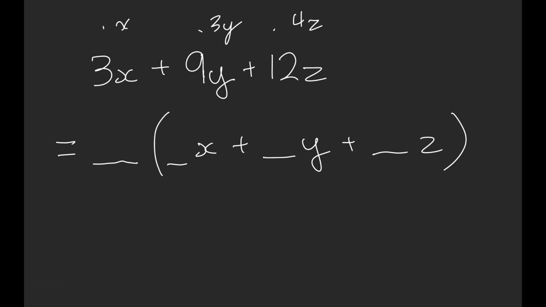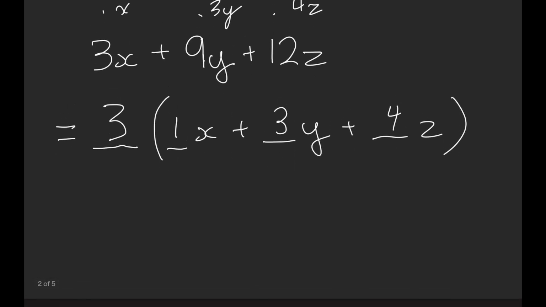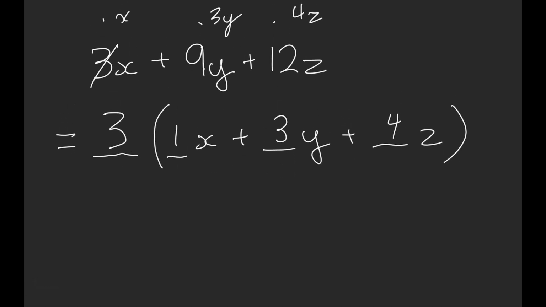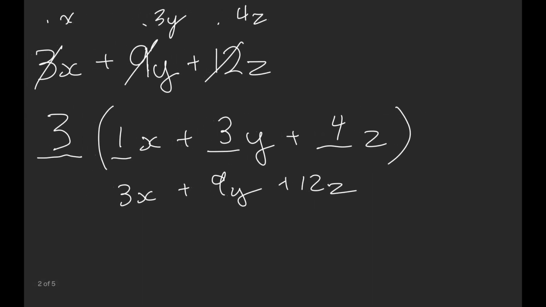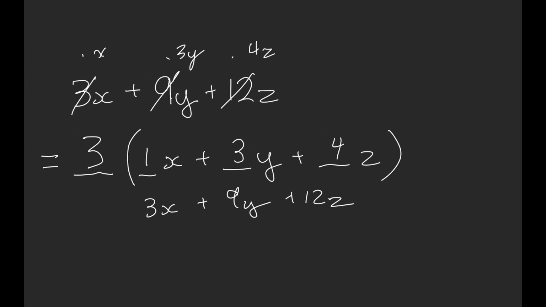And yeah, let's go ahead and divide by 3. We're going to factor out the 3. So we put the 3 on the outside of the brackets. And then now we just put the quotient inside of the brackets. So in this case, we have 1x plus 3y plus 4z. If we distribute it back in, you can see that we've already divided all these by 3. We distribute it back in, we get 3x plus 9y plus 12z. Fairly simple.